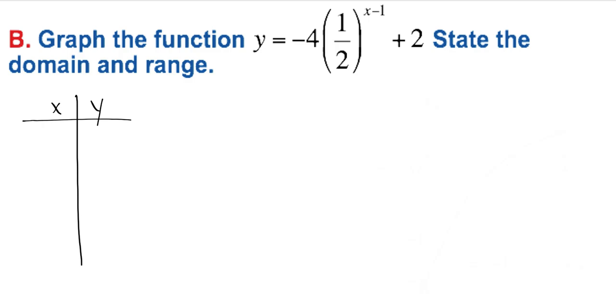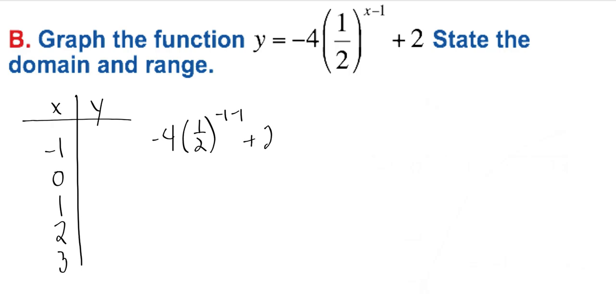We look at the exponent again here. So x minus 1, what can I put in there to get a 0? And then that's the middle of my table. If I put a 1 in there, that's the middle of the table. And then I go up from there and down from there. And now I have my table that I want to use. Okay? So let's plug in -1.